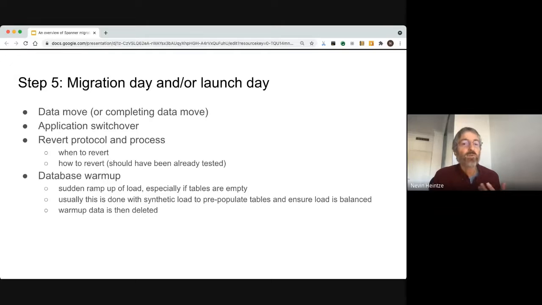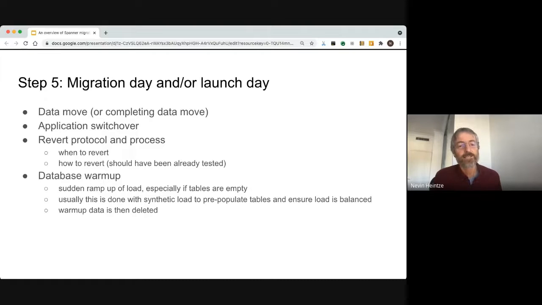First, how do we know if things are okay or if there is a problem? What signals and dashboards should we be looking at? What thresholds are acceptable? Who is the decision maker for reverting? How do we revert? And it's critical that the revert process has been well tested.